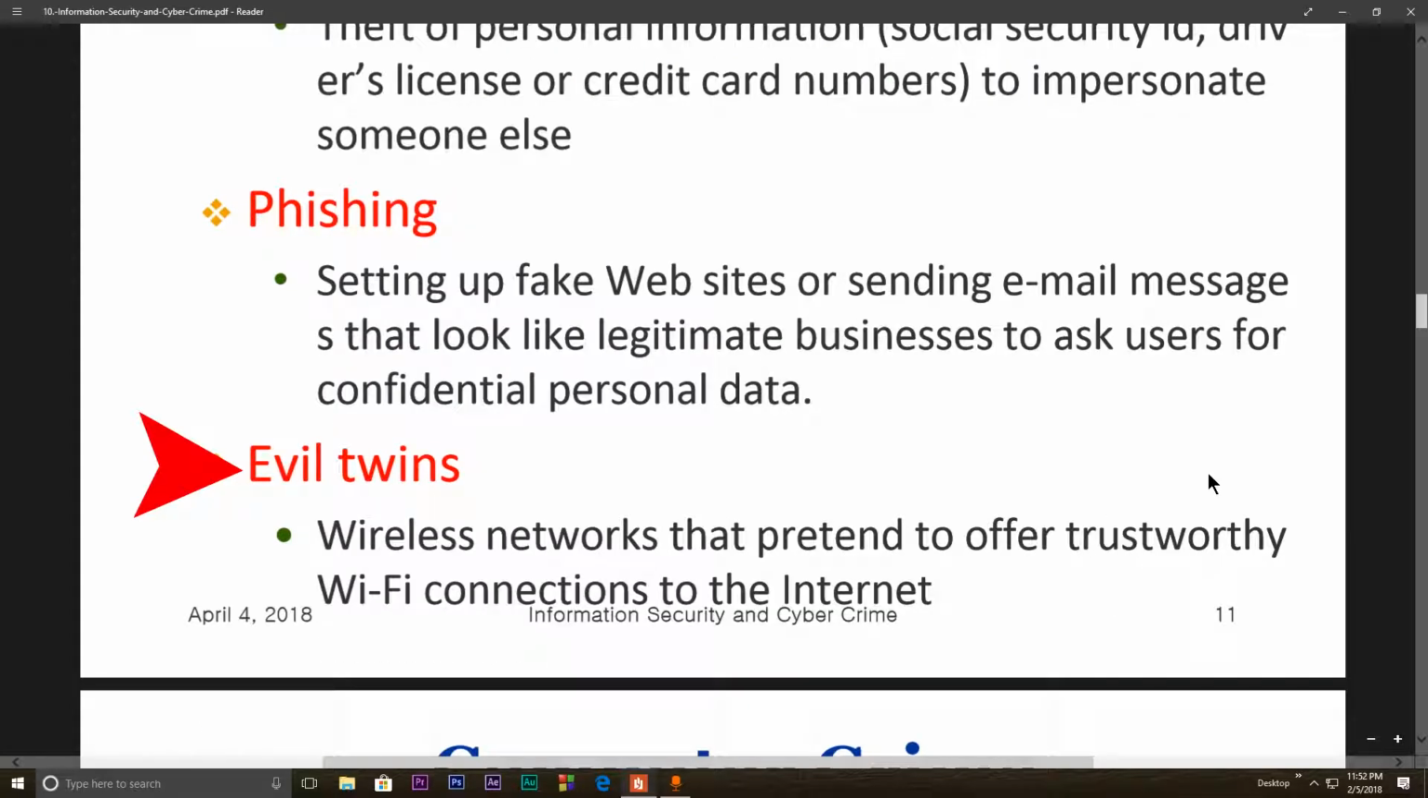Now let's talk about evil twins. It is a kind of wireless network that pretends to offer a trustworthy Wi-Fi network connection to you guys. It means that the particular Wi-Fi wireless network will pretend that it is trustworthy. You can trust it. It is genuine, but actually it is not genuine at all. So those are the evil twins.